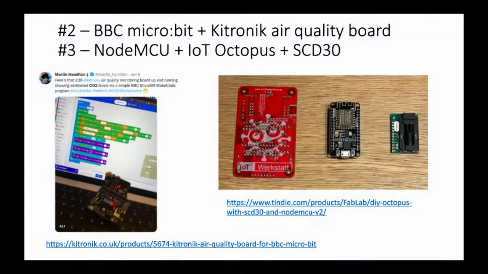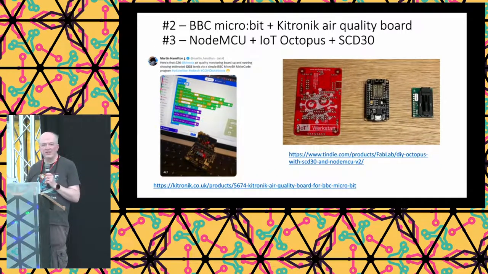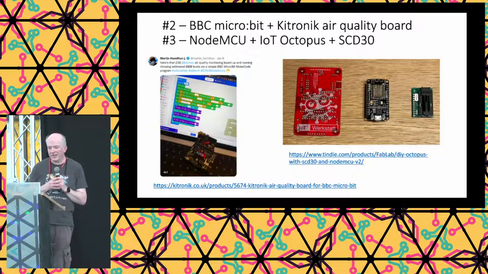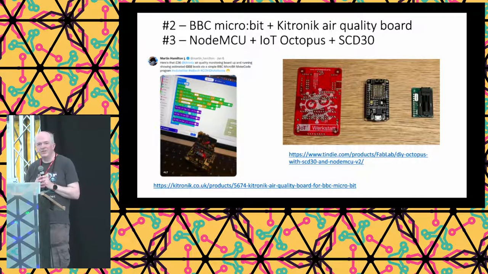Two more. So the one on your left is using the BBC Microbit. If you're not familiar with the Microbit, they kind of mass produce them and hand them out to kids in schools in the UK. A lot of people have built interesting things that the Microbit powers. It's just a little microcontroller, ultimately. This particular product is an air quality monitoring board that happened to have a CO2 monitor.